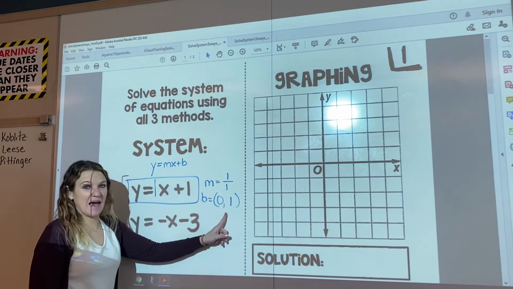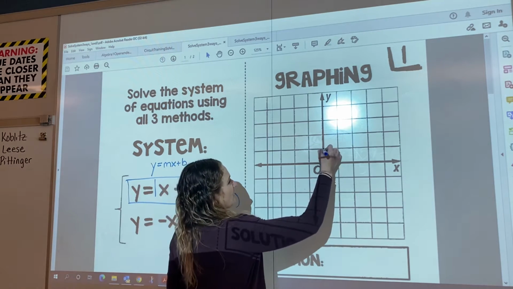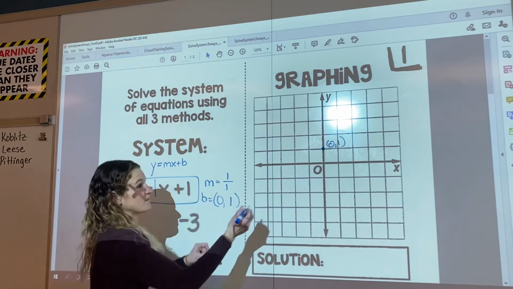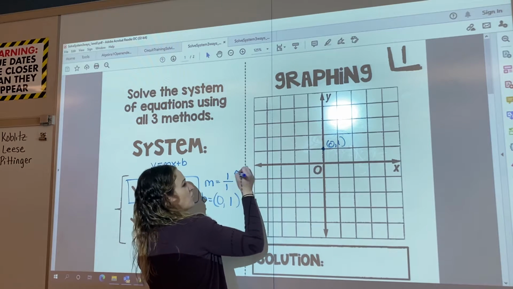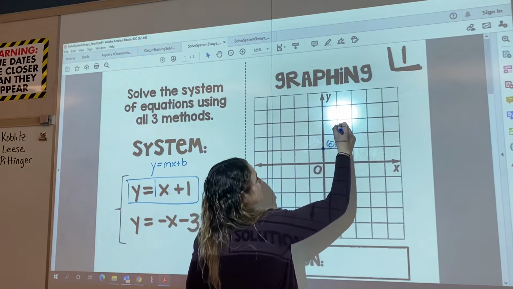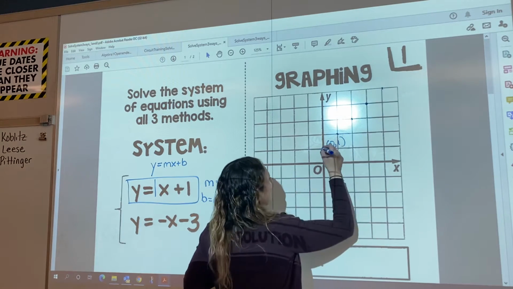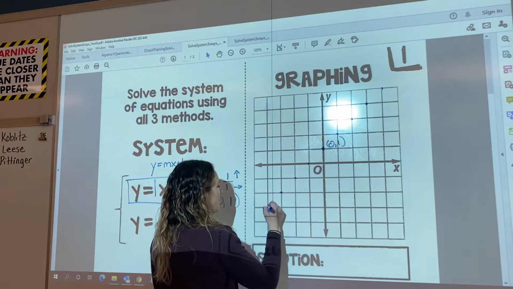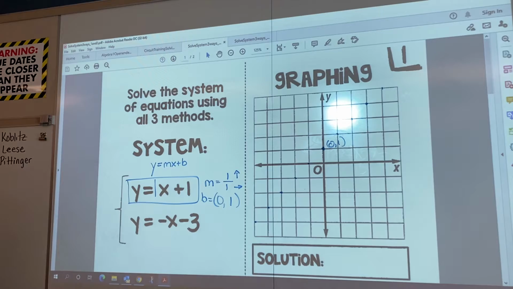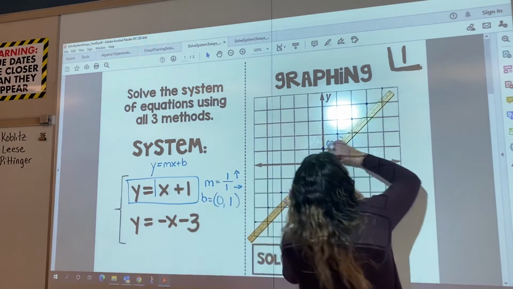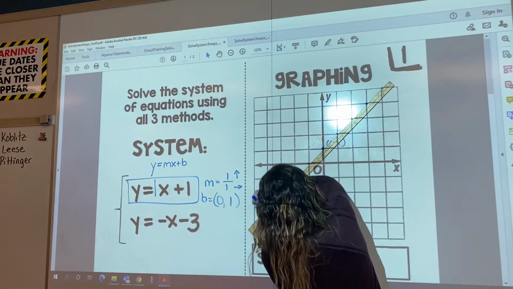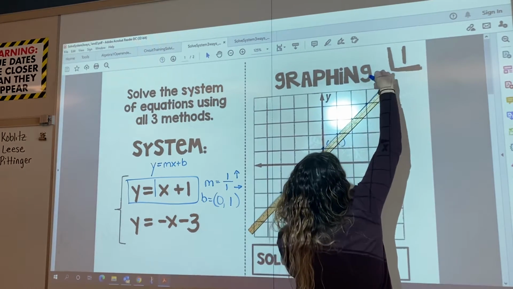Let's start by plotting that point. So from the origin, I'm going to go up 1, there's 0, 1. I always like to put it in there. And then from this point, I'm going to rise 1, run 1. So I'm going to go up 1 to the right 1. I'm going to continue to do this until I do all the points on my graph. Then draw my line. Alrighty.